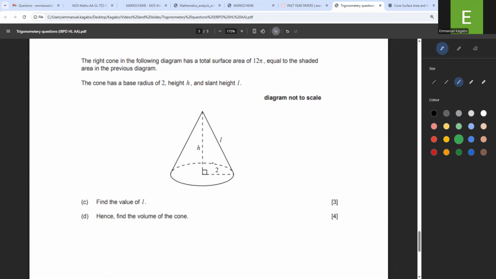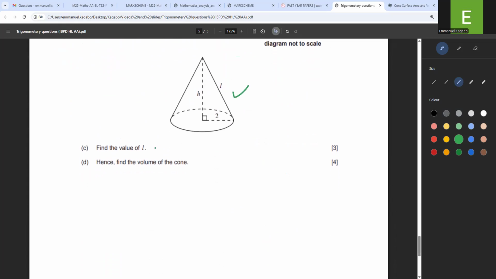Next question. The right cone in the following diagram has a total surface area equal to the shaded area in the previous question. The cone has a base of radius that, and a height of that, as shown in the diagram below. Find the length. Okay, very good. Question C.